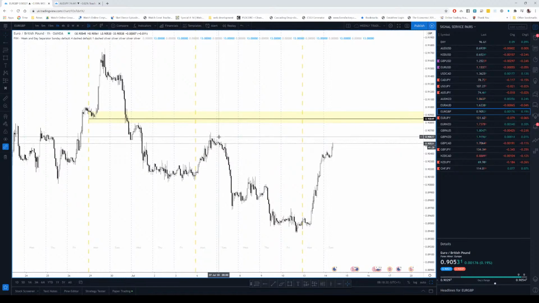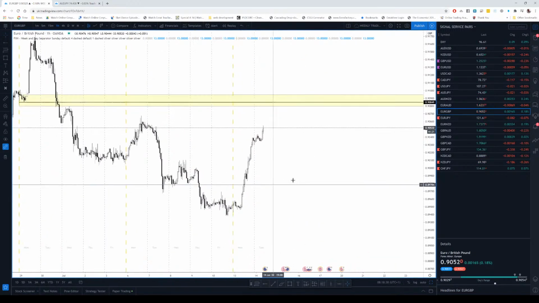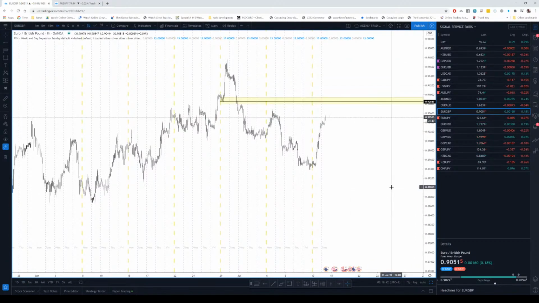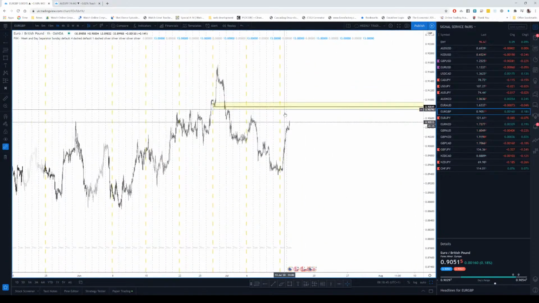If they do run this high, run that tiny low high and reject, this will give us lots of room to the downside. Yeah, this will give us lots of room to the downside. I'll be targeting, see how clean this low is.